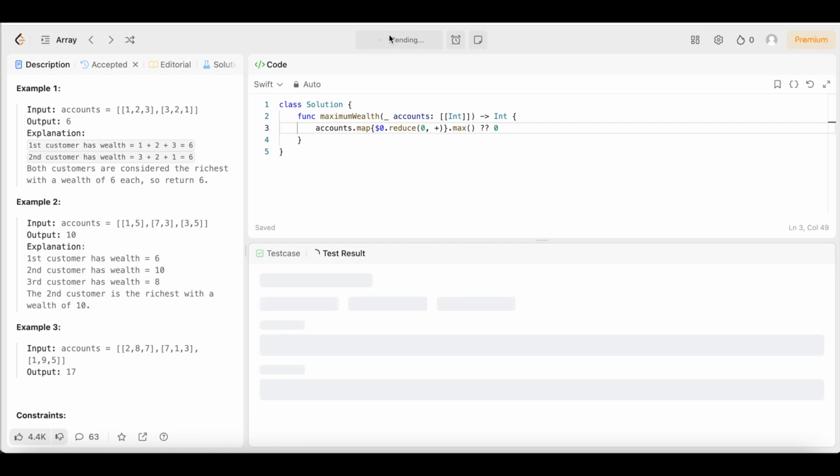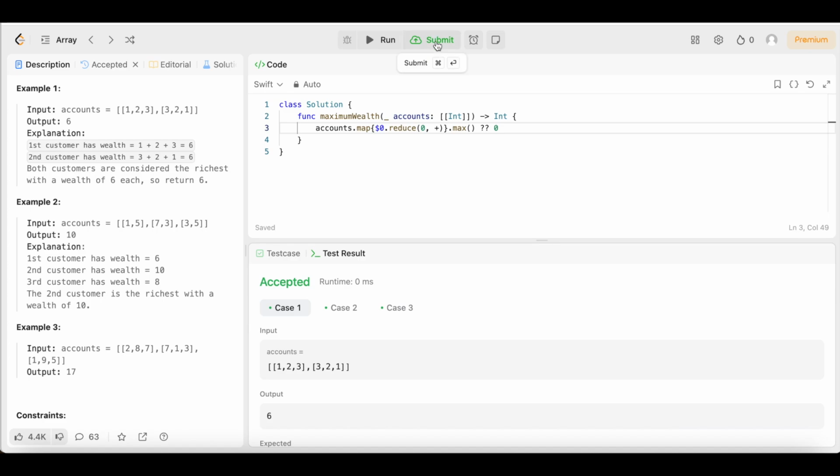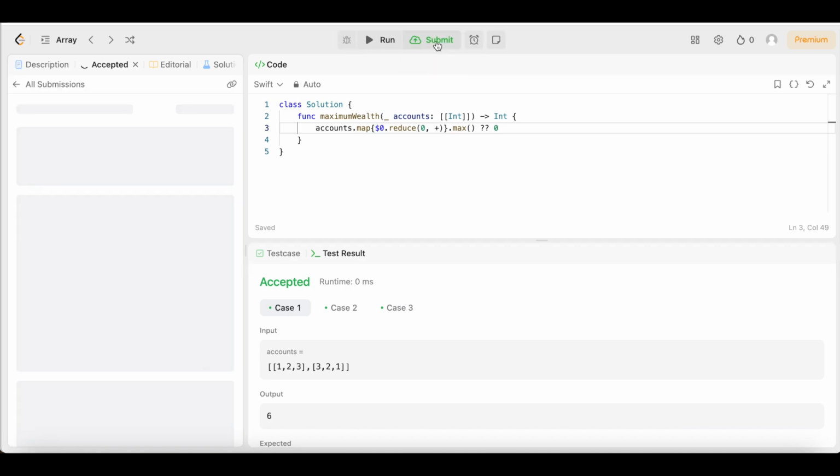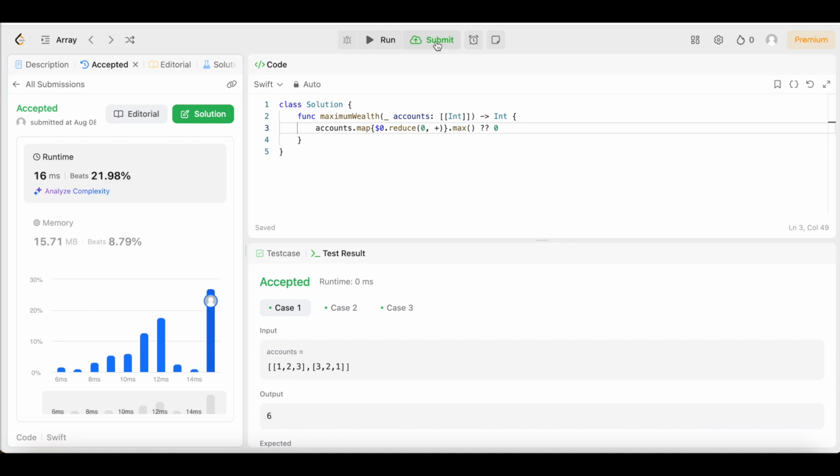Let's run it. Make sure it runs right. And it's accepted, guys. So let's submit it and see how it works after it's submitted. Let's see. And there it is. 16 milliseconds beats 21.98% of users with Swift, guys. We could get those numbers up, but right now we're just focusing on understanding the code and learning how to work with different problems. We're not really worried about the time right now, guys.